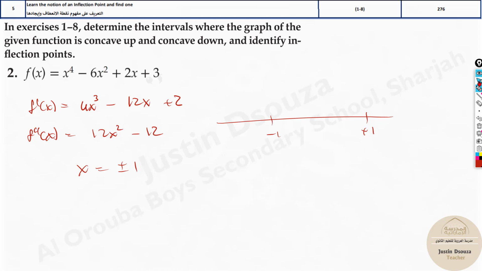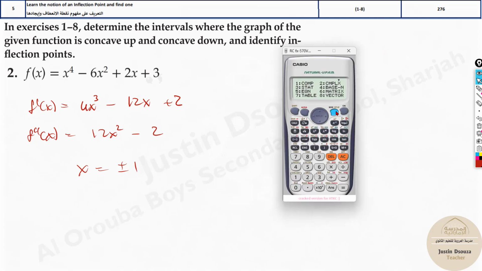But now I will suggest a shortcut method because it's the MCQ part. Let's take our calculators and go to mode 7, which gives us the table. Let's type this equation out: alpha x to the power 4 minus 6 alpha x squared plus 2x plus 3. Now press equal to. If you have the latest model of calculator, you will get this option. Just ignore it, press equal to.